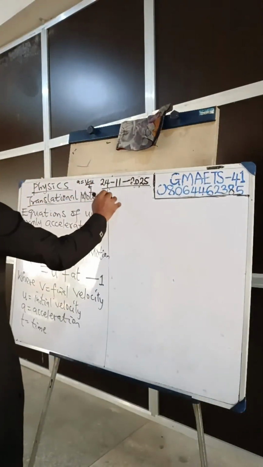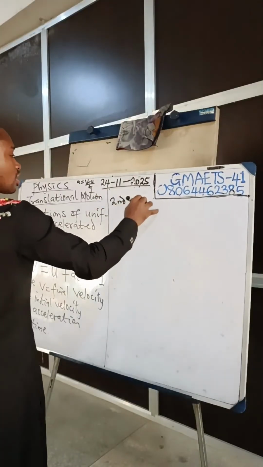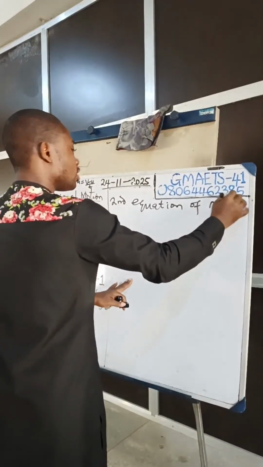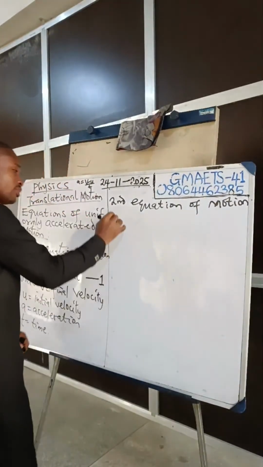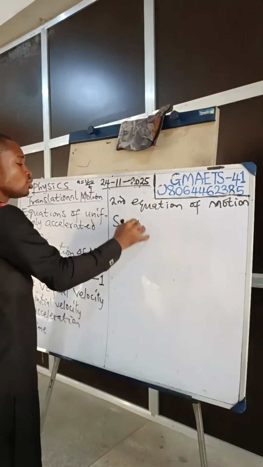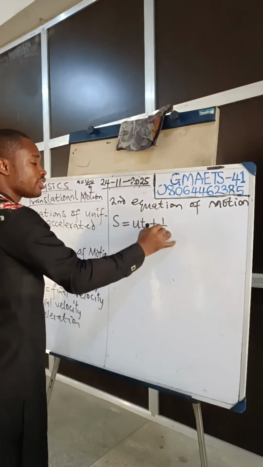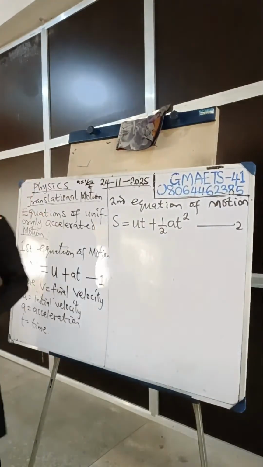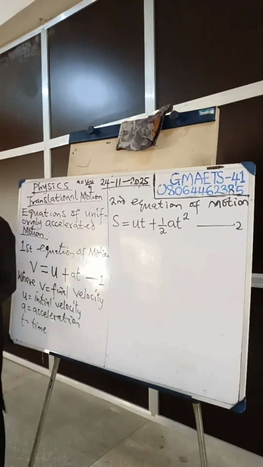Let's move on to the second equation of motion. Second equation of what? Motion. What does the equation look like? It's given as S equals UT plus 1 over 2 AT squared. Equation 2. This is the second equation of motion.